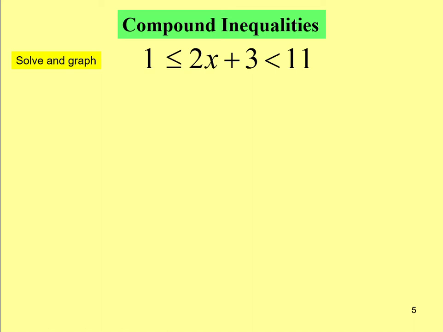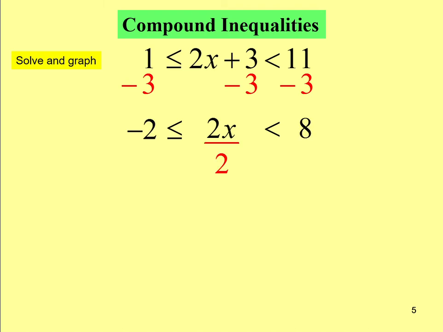Here's a compound inequality. Notice there's a less than sign on the left and on the right, stuff in the middle. To get the x by itself in the middle, we would need to subtract 3. Well, if we subtract 3 from the middle, we've also got to do it on the left and on the right. We need to divide the middle by 2 to get the x by itself. We have to do that on the left and on the right. And that's our answer in inequality form.